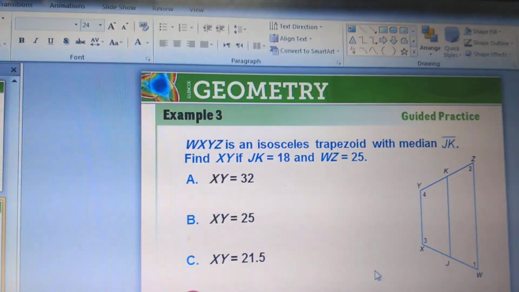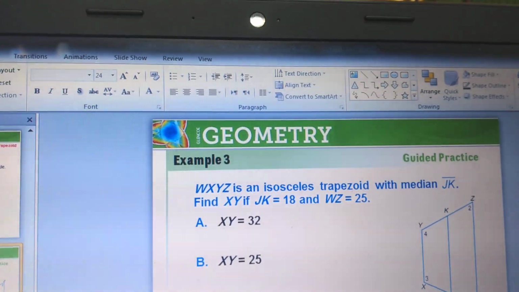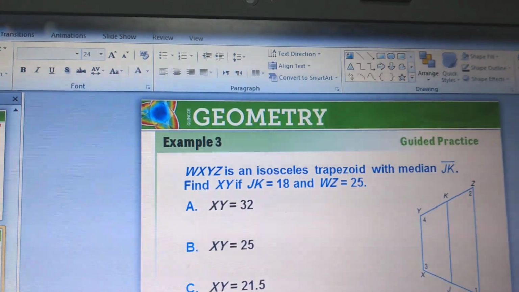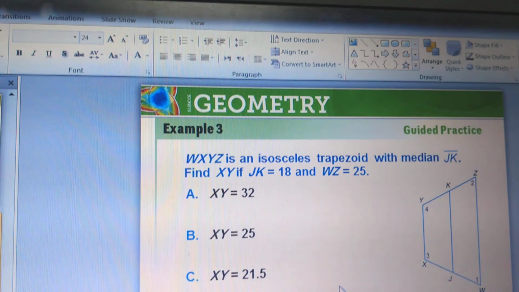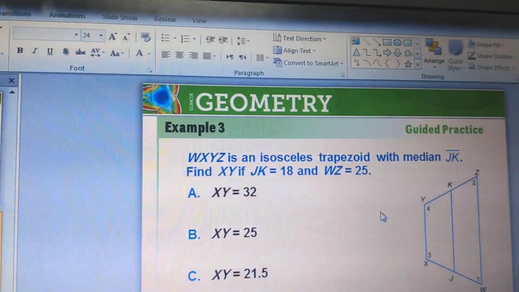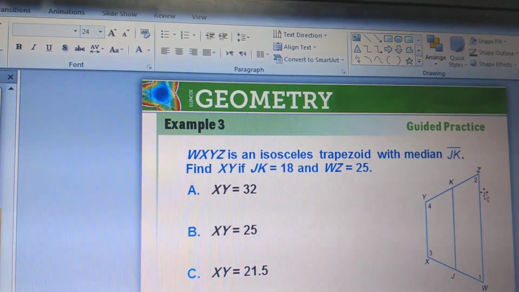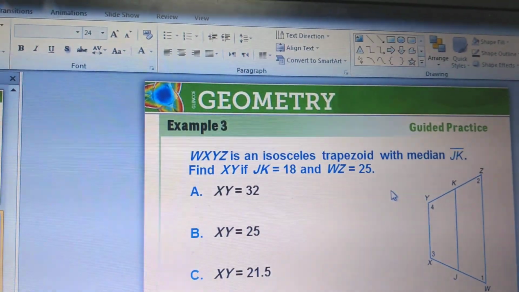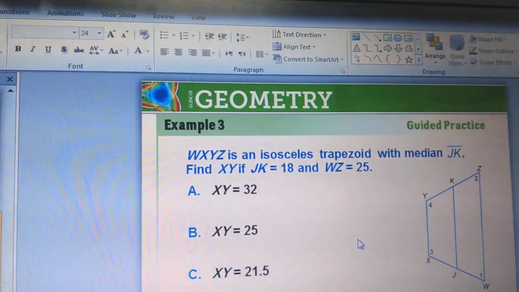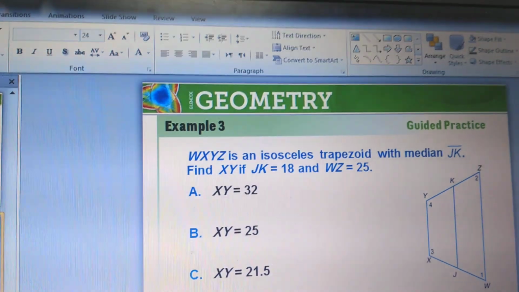Here the same. WXYZ is an isosceles trapezoid with median JK, or mid-segment he means, of course. Find XY if JK is 18 and WZ is 25. Direct: 18 times 2 minus 25. Of course, 18 times 2, 36. 36 minus 25, the answer is 11.